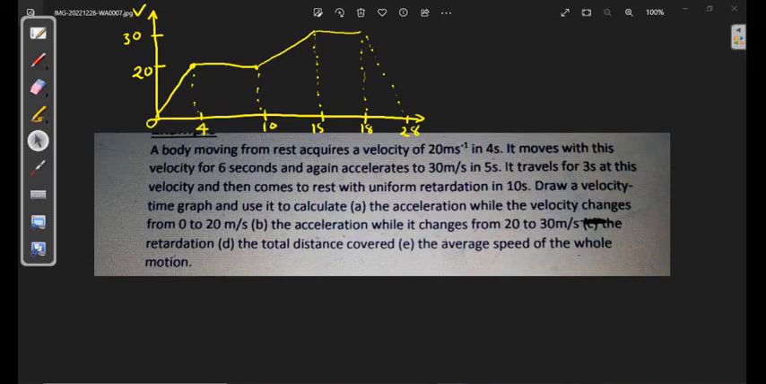Okay, so let's continue with the question. We already did parts A, B and C. Now we are on part D, the total distance covered. To be able to find the total distance covered in a distance-velocity graph, the first area I want to find is the area of this trapezium here.